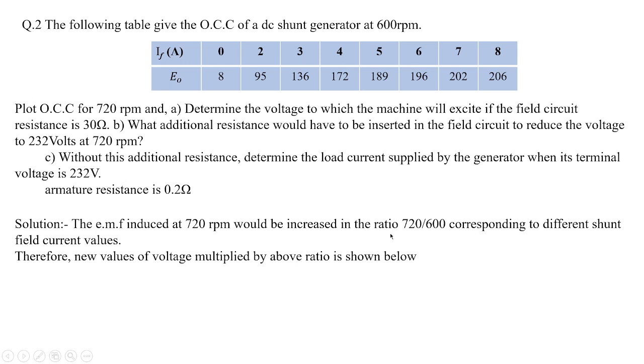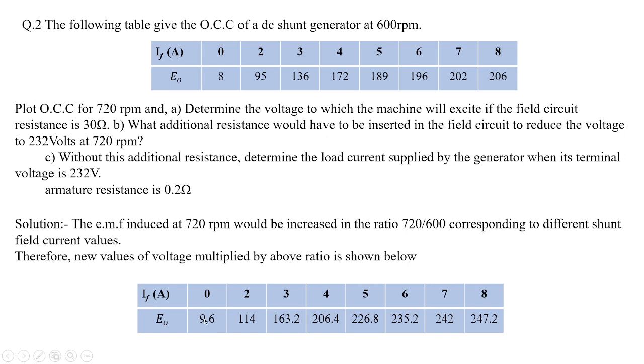720 divided by 600, the value is 1.2. So multiply 1.2 with the old voltage values. For 0 field current, 1.2 you have to multiply with 8, so we are going to get 9.6. So for 0, the new value of voltage is 9.6.